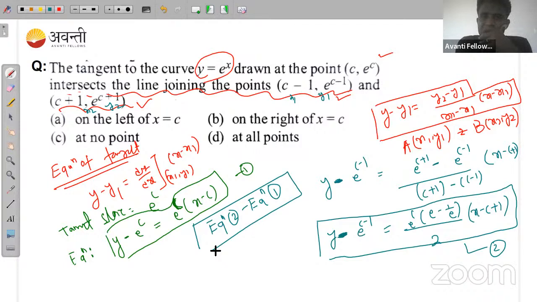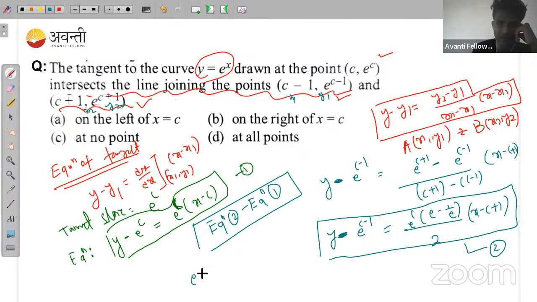Okay. Equation 2 minus equation 1. What will you get? You can check it here. Y minus... you can see this is your equation 1. The right hand side from the right hand side you will subtract, the left hand side from the left hand side you will subtract. So you will end up with equation 2 minus equation 1.